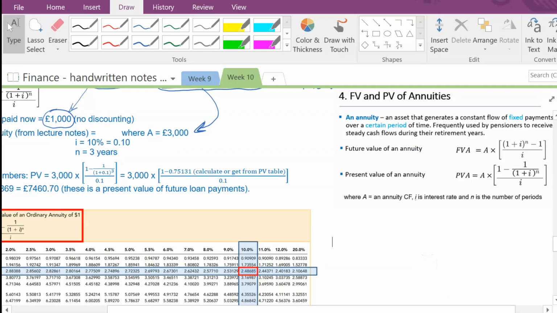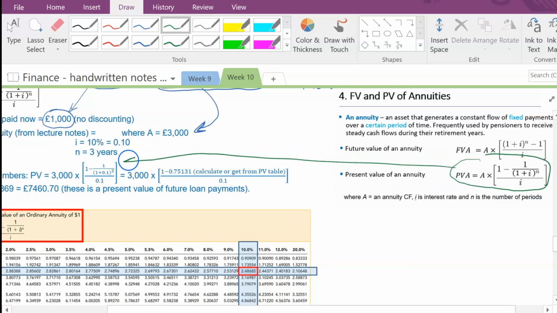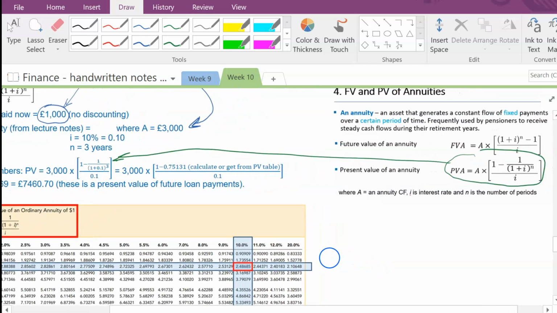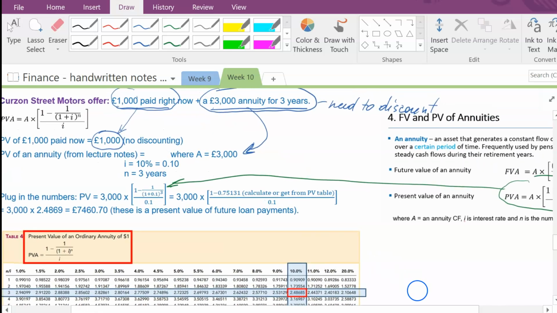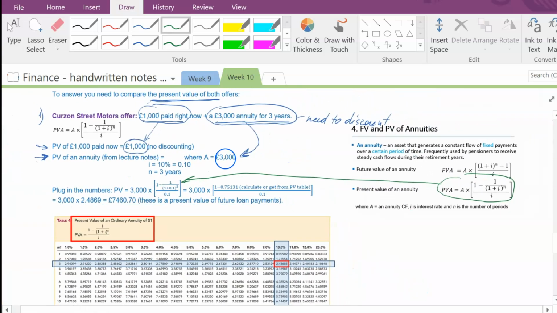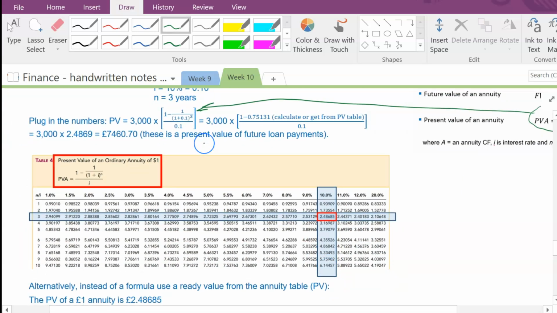We need to calculate the present value of a future annuity. In other words, we are going to use this formula, and this is where it is. We've applied this formula, so we've plugged in all of the numbers. A here is the value of the annuity itself, 3,000. I, the interest rate, is 10%. And the number of periods, N, is 3 years. So just plug all of the numbers into this formula.